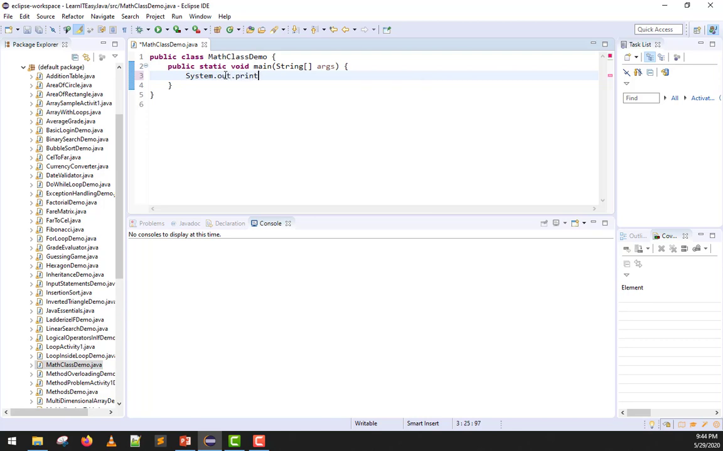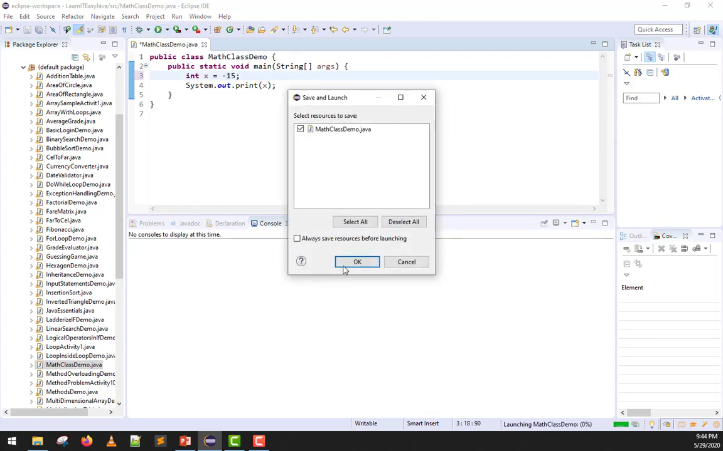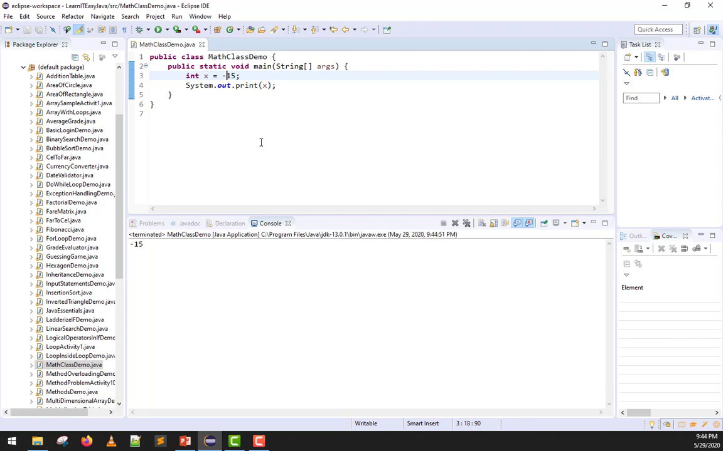System.out.print, at meron tayo, for example, number, kunwari lang, meron tayong int x, at yung x may laman siyang 15, kapag pinrint natin yung x, syempre makakakita tayo dito ng 15, okay? Ngayon, kapag gumamit tayo ng absolute, hindi tayo dapat makakakita ng mga negative values kagaya ng negative 15. So, kung negative yan, i-convert niya dapat yan ng positive. So, how do we do that?